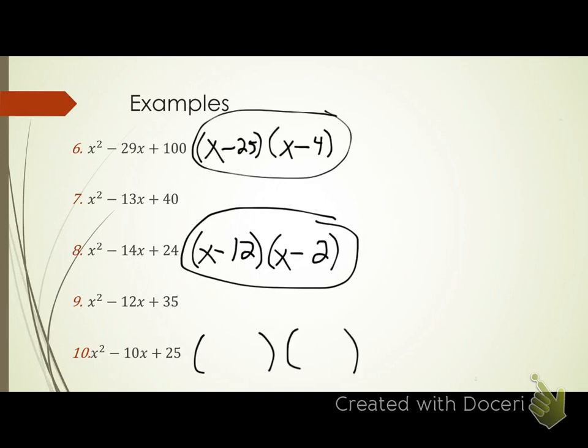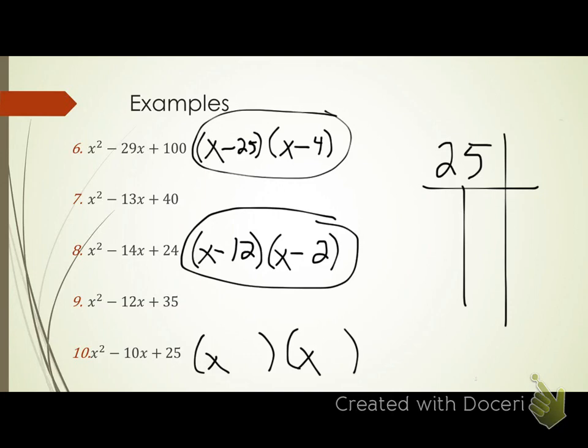We getting the hang of it? Hopefully. What's our variable? X. What's my C value? 25. B value? Negative 10. I want two values that multiply to positive 25 and add to negative 10. Raise your hand if you can give me two values that multiply to 25.